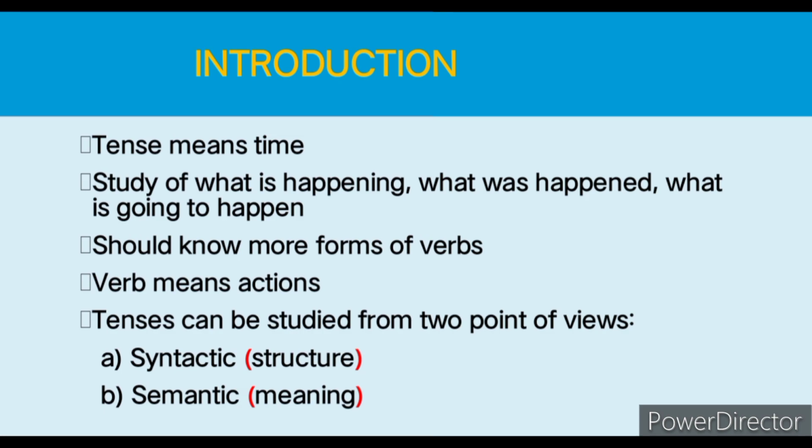Dear friends, if you want to become an expert in tenses, then you should know more and more forms of the verbs. These forms are V1, V2 and V3. In simple words, verb means actions. Dear friends, we should note that we want to study tenses from two different points of view. We can study tenses from the semantic point of view, which is connected with the meaning. Tenses can also be studied from the syntactic point of view, which is related to the structure.